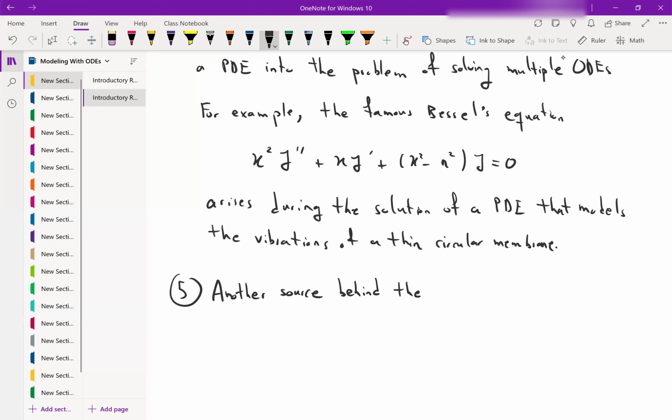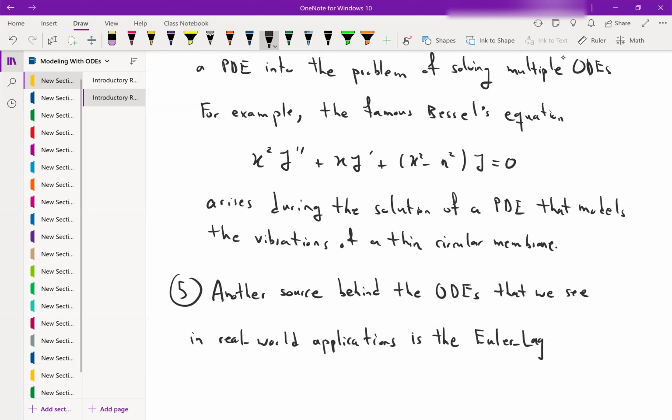A good portion of the ODEs that we see in real life, in real world modeling, in real world applications, is the Euler-Lagrange equations that arise from optimizing a functional.